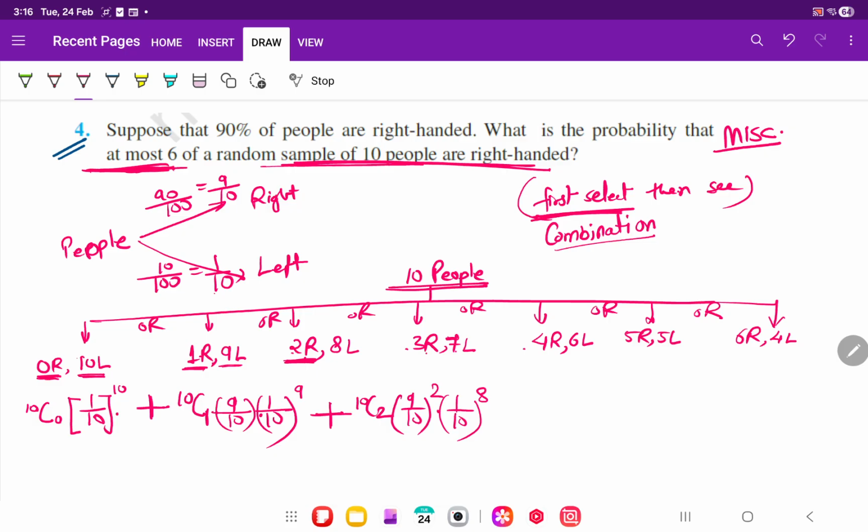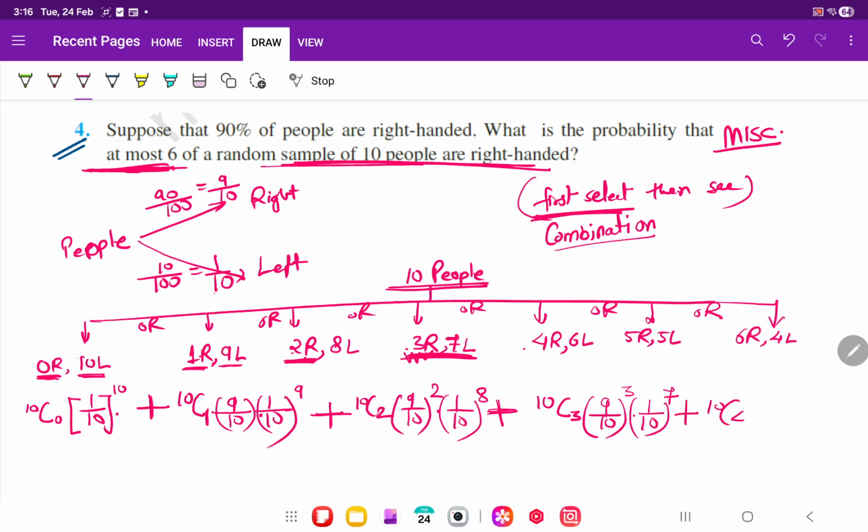This is actually known as Bernoulli's theorem type of questions. They were deleted from the syllabus, but since there is one question I am solving. Third case, this one, the next case is 3 are right-handed. How many ways can 3 be selected? 10 out of 3 is 10C3. 10 people selected, 10C3. And the probability of having 3 right-handed and 7 left-handed is this.